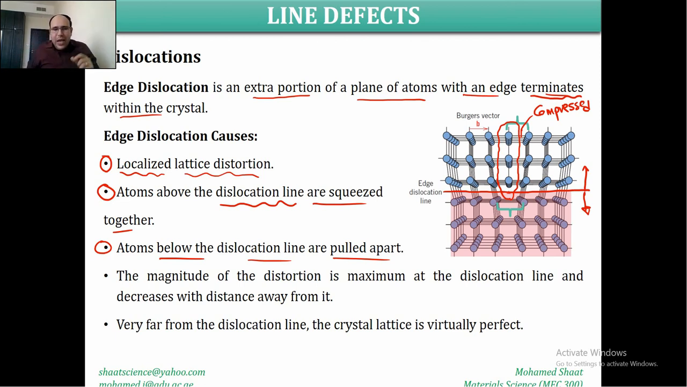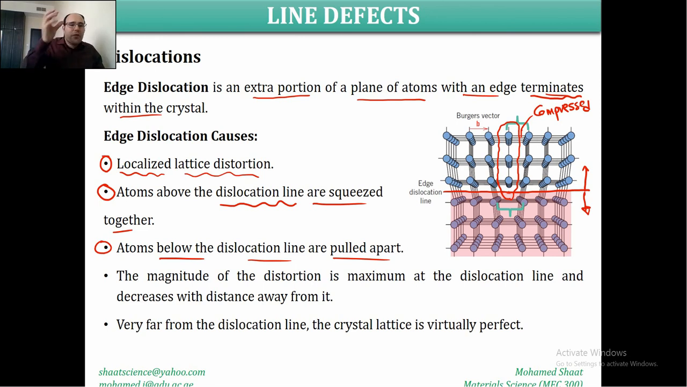But on the other side, the atoms below the dislocation line are pulled apart. It means that the bonds between these atoms located on the lower side will be stretched, will be pulled. So that's why it is pulled apart. It means that there is more tension located below the dislocation line. So what does this mean? This indicates that above the dislocation line, the material is compressed. There is compression above the dislocation line, but below the dislocation line, there is tension.